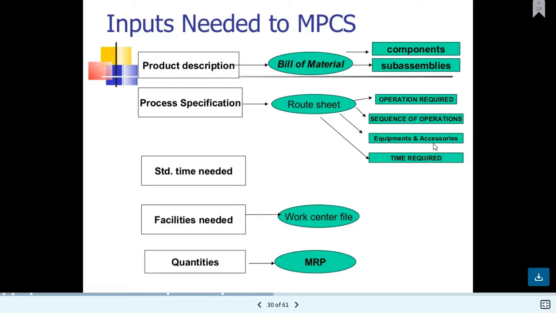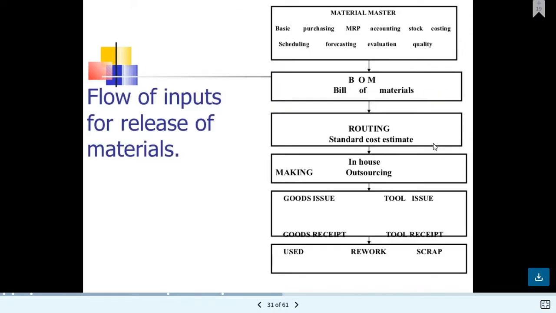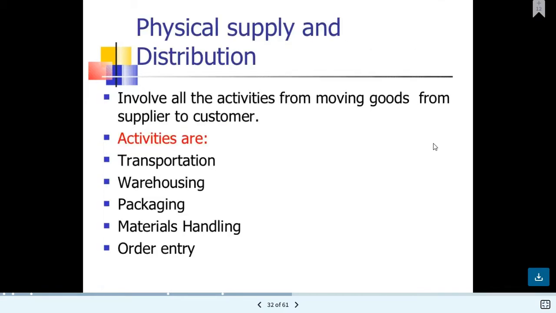For the standard time needs, facility needed for centralized quantities to MRP. Material master, as you can see: basic, purchasing, MRP, account, stock, costing, schedule, forecasting and evaluation quantity as well. For the BOM, bill of materials and routing, standard cost estimate, making in-house sourcing and outsourcing, goods issue, tool, goods received, tool received, use network, rework and scrap.